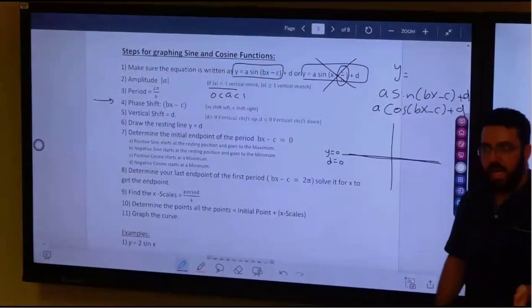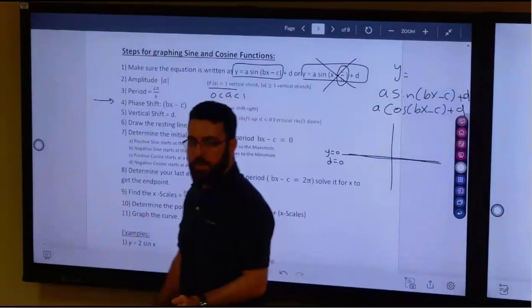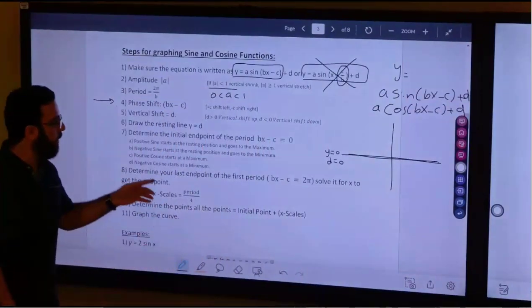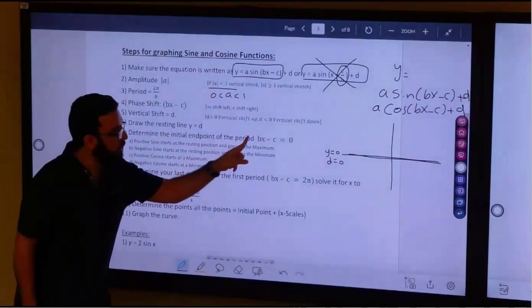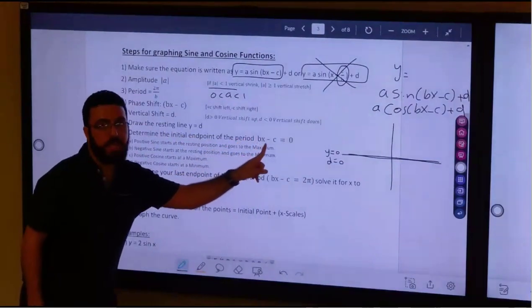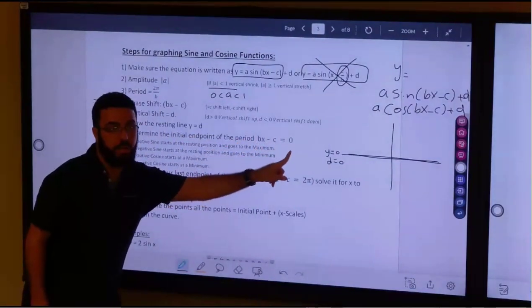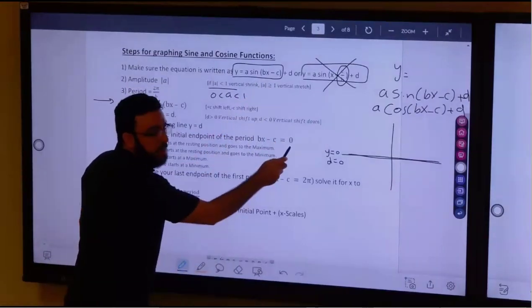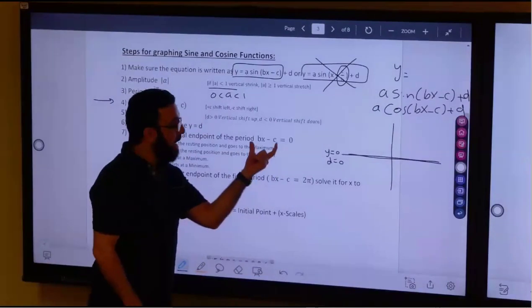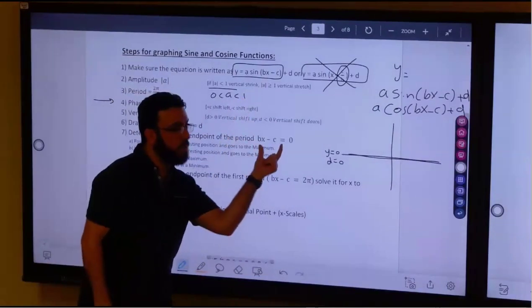Okay, so we have to find the initial point. How are we going to find it? Determine the initial point of the period, which is Bx minus C. We take everything between the parentheses and set it equal to 0.